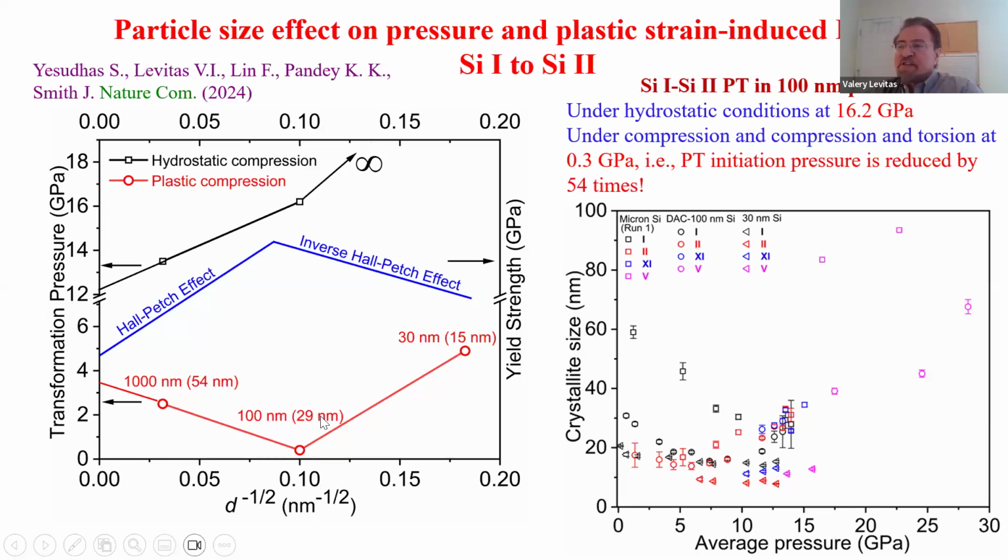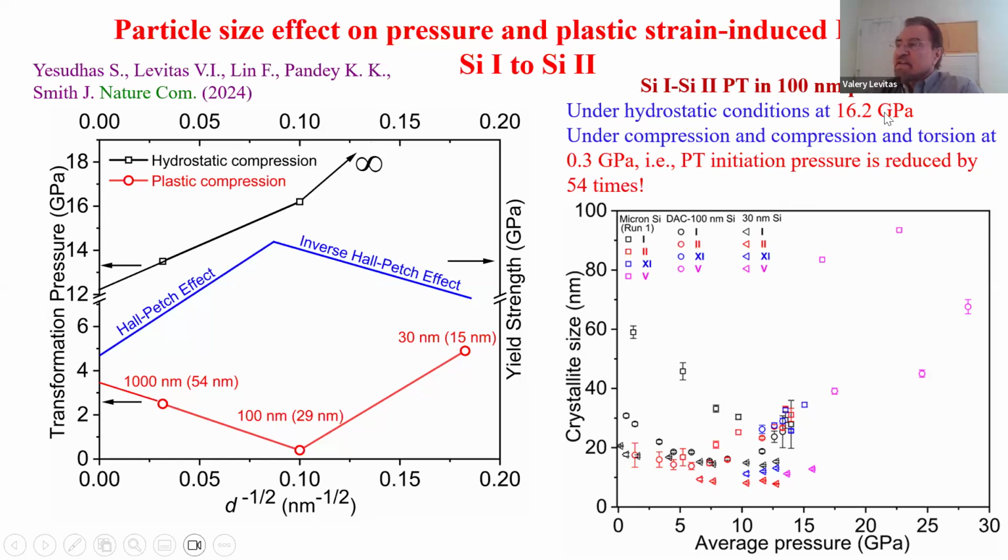dislocation pileup mechanism. It is very unexpected because under hydrostatic condition, transformation pressure monotonously increases with reduction in grain size. Also, since we measure evolution of crystallite size in all 4 phases during loading, I placed here crystallite size at the beginning of phase transformation, and the same correlation can be formulated in terms of crystallite size instead of particle size.